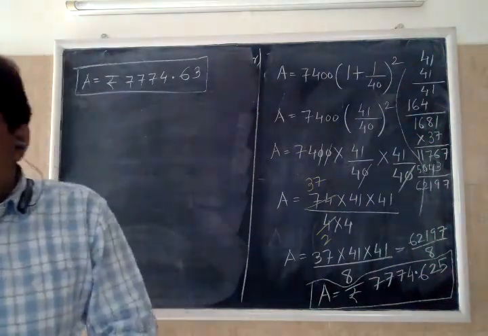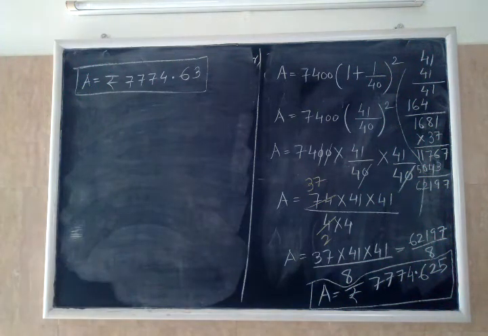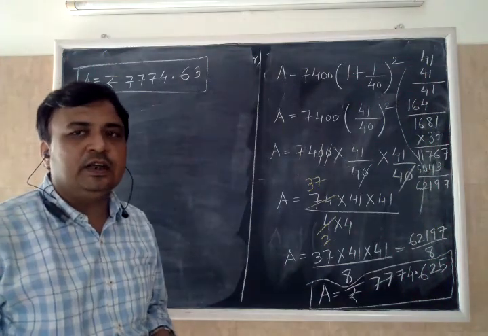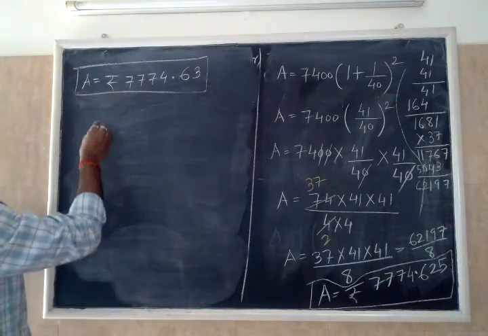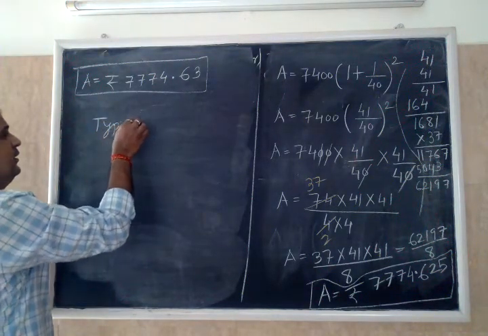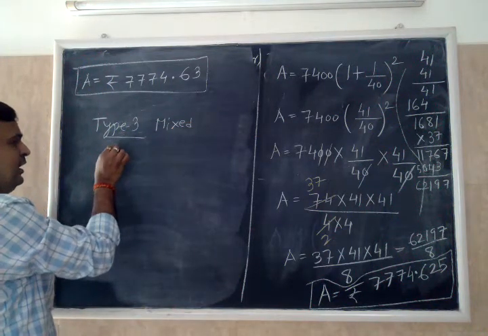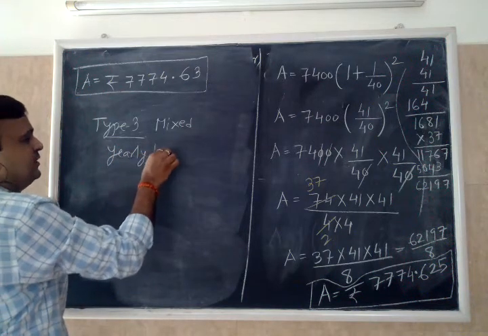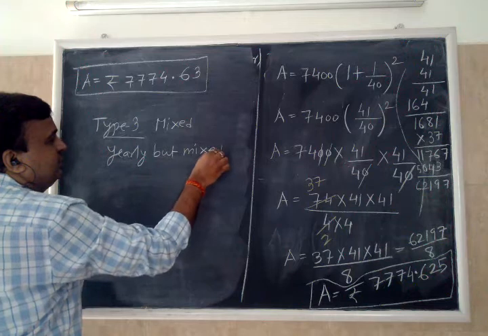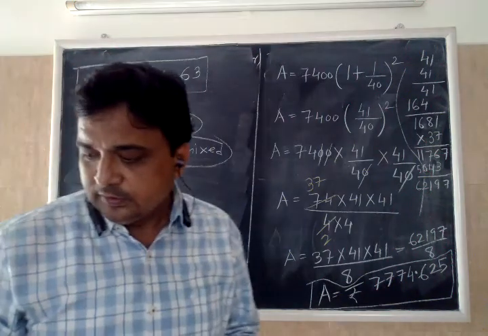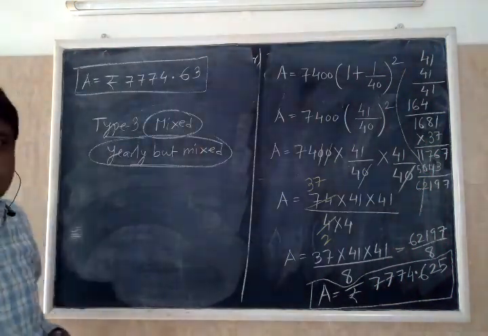So you should read the question whether it is annually or yearly or half yearly or mixed. Okay. Type 3 means mixed. And what do you mean by mixed? Mixed means yearly but mixed. So this you remember. Yearly but mixed. Okay, type 3.